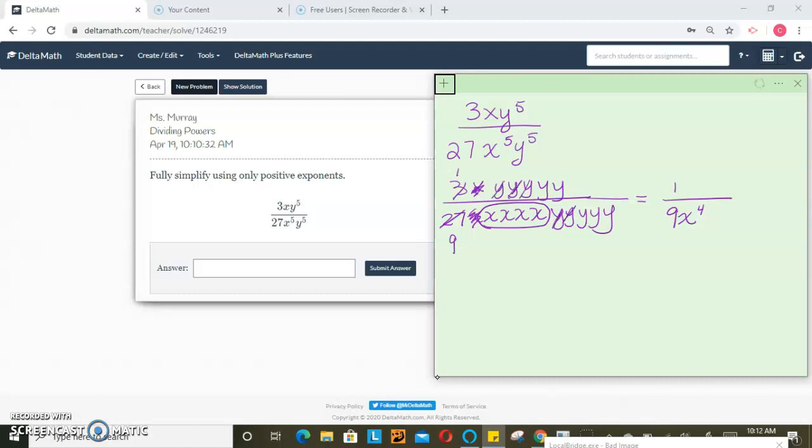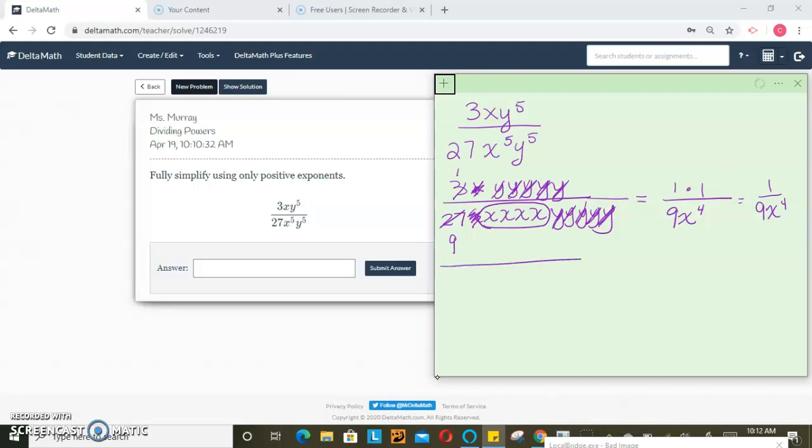Then when I look at my y's, I can cancel those. Cancel, there's another set, another set, another set, another set. All of my y's cancel, and when they cancel, they're really going to 1 because we're dividing. Y divided by y is 1, not 0. Okay, so then if I clean up my numerator, 1 times 1 is just 1, so I'm going to have 1 over 9x to the 4th. So my answer is going to be a fraction.